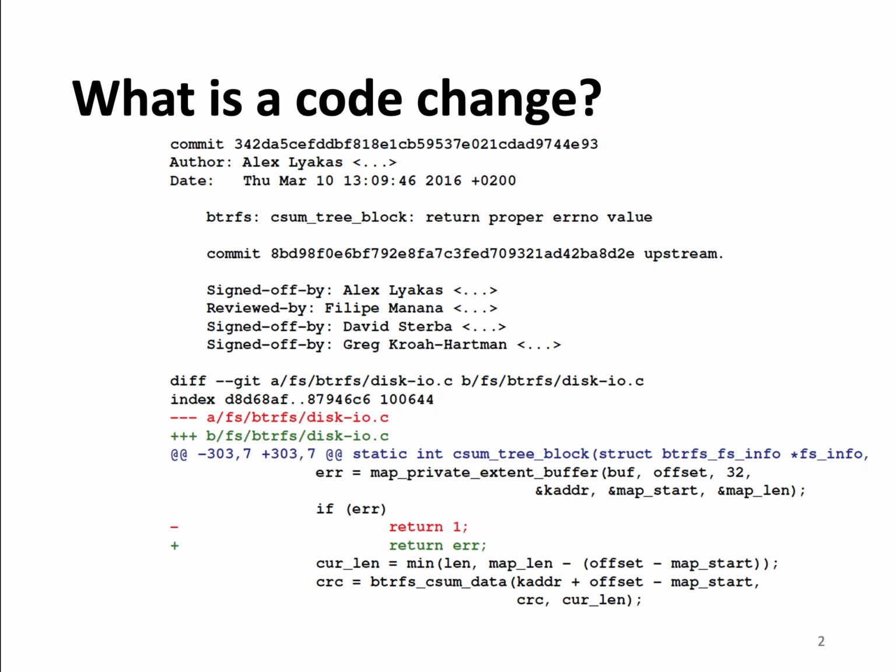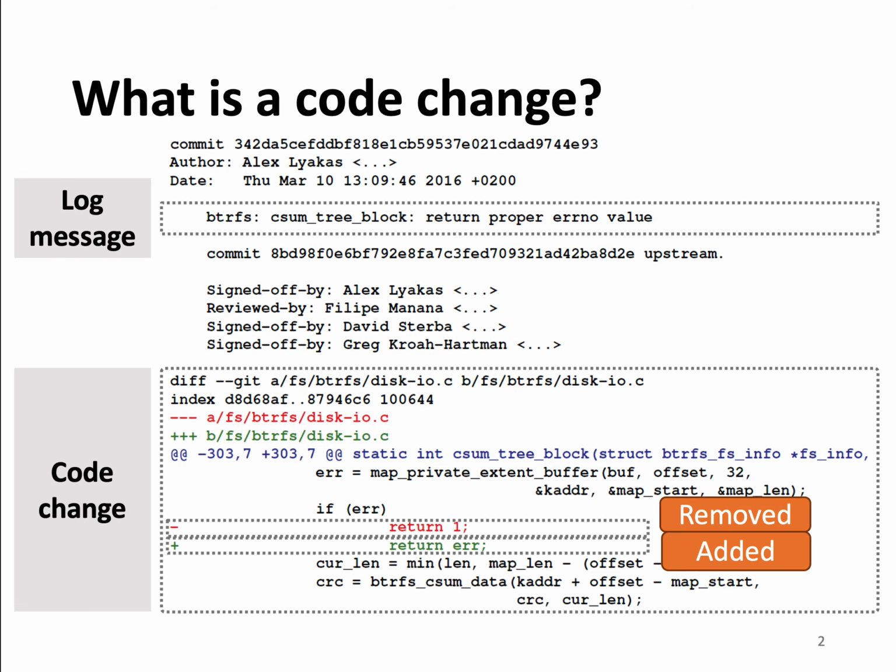First, what is a code change? A code change is in a commit that is written by developers to make a change in their code. The commit normally has two types of information, a log message and a code change. The log message gives you information about the change in human language, while the code change includes the removed code and the edited code.